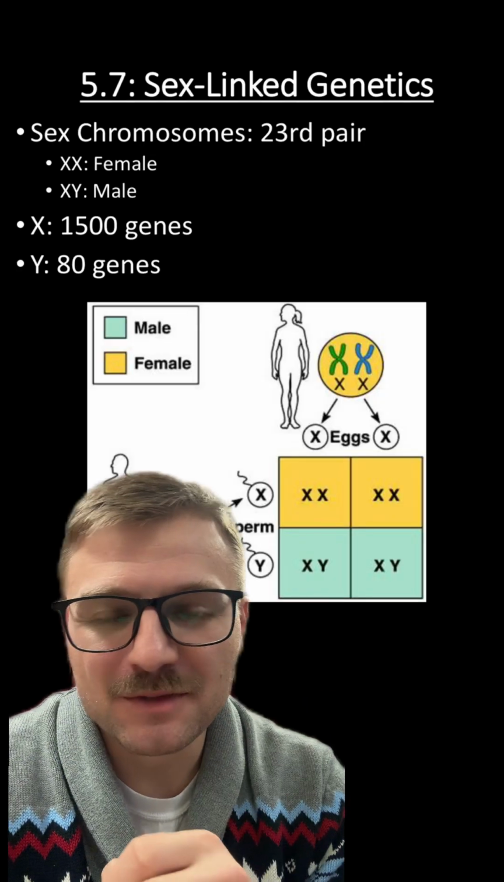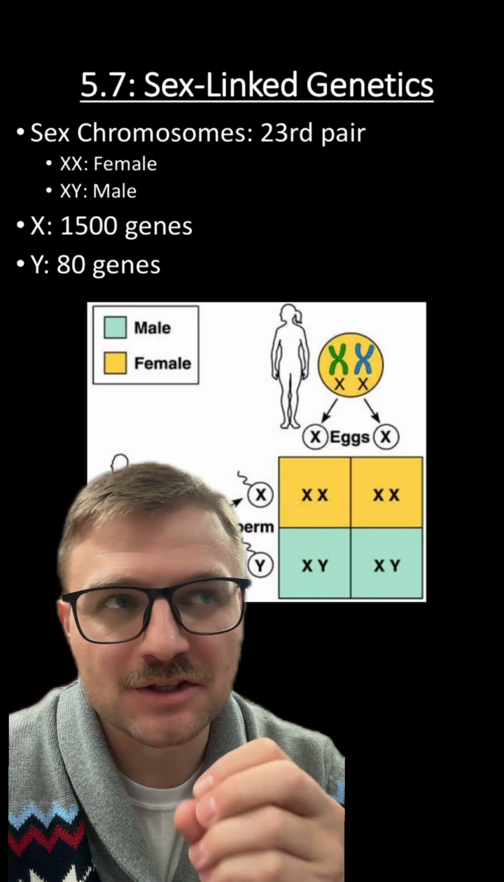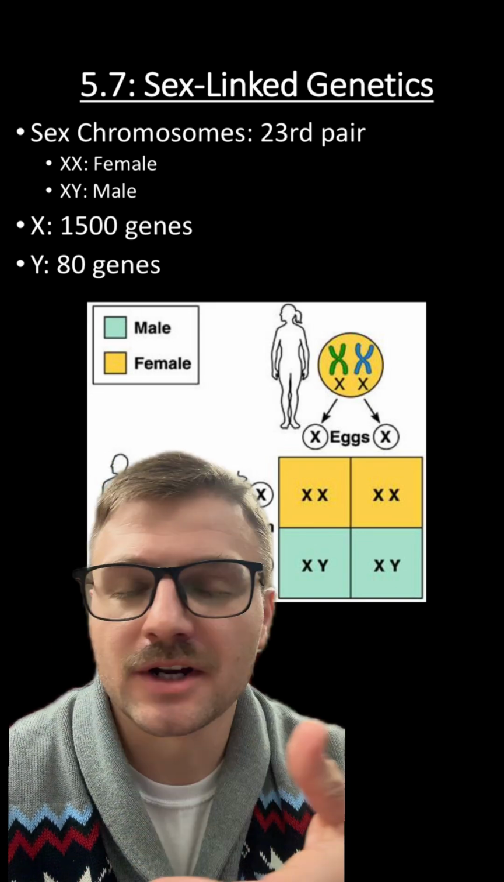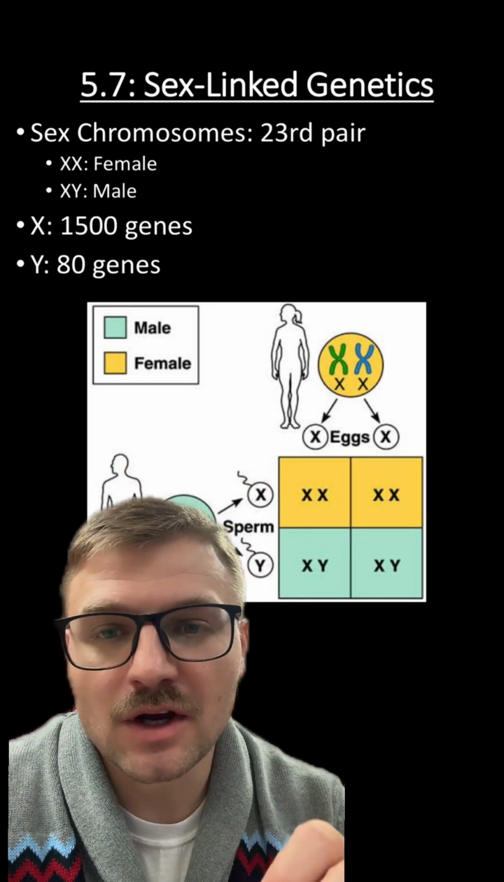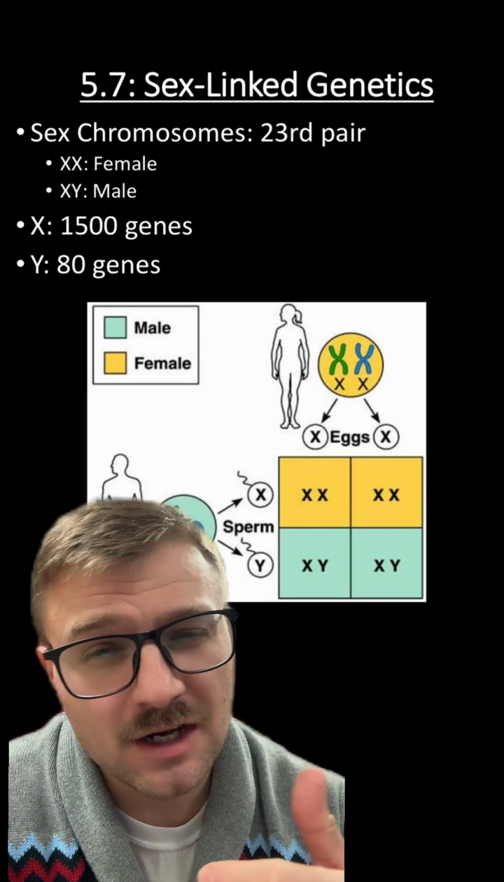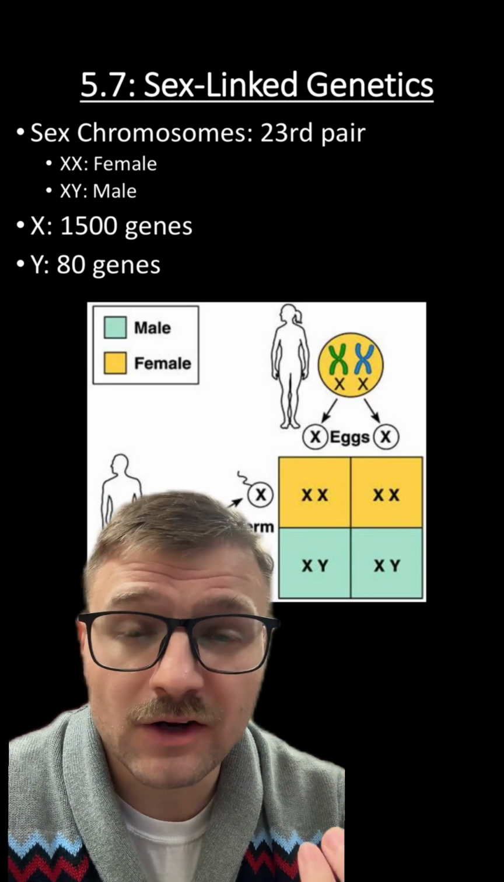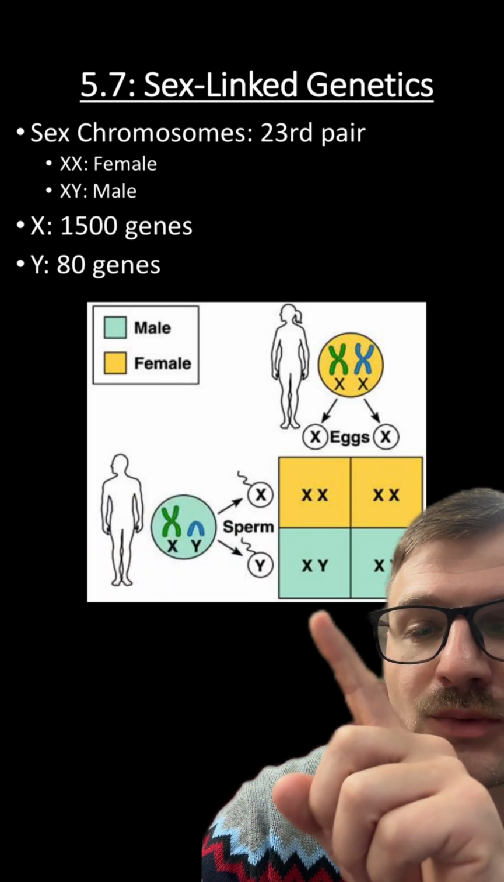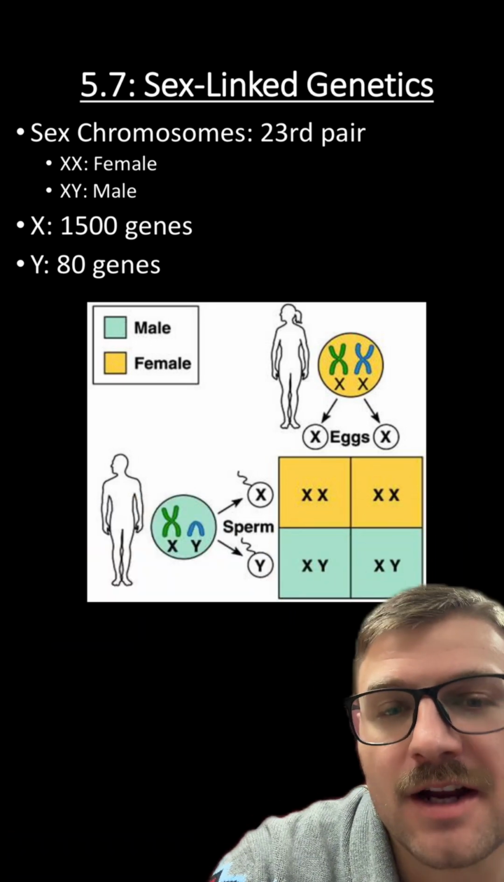Remember that sex chromosomes are the 23rd pair of chromosomes that determine the sex of an individual. And typically, females are XX and males are XY. Looking at the amount of genes on each of these chromosomes, there's around 1,500 genes on the X chromosome, while the Y chromosome only has around 80. If you look at our Punnett square here, you can see the male has an XY chromosome combination, while the female here has an XX.